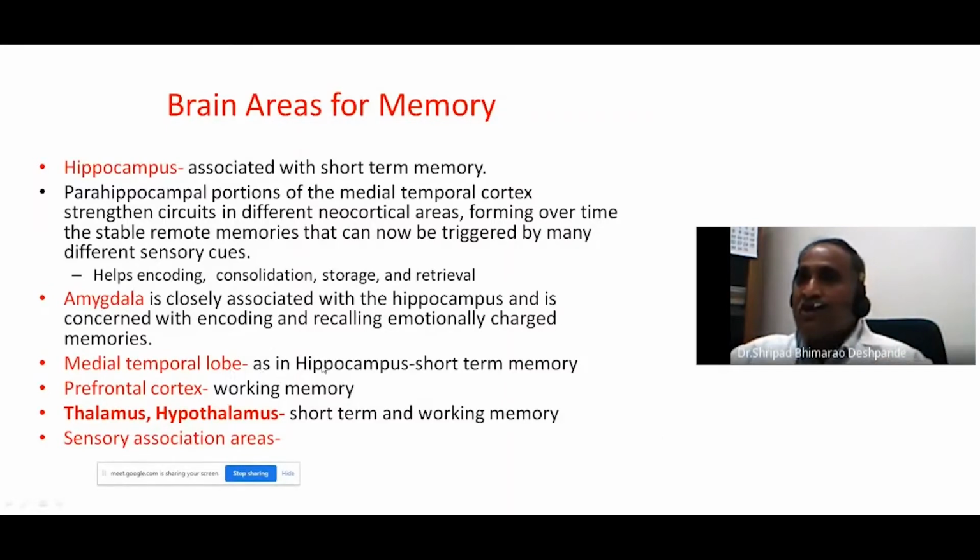Then the medial temporal cortex, in association with the hippocampus, processes the short-term memory. So the short-term memory is with all the sensory modalities. Prefrontal cortex, working memory. Thalamus, hypothalamus, short-term memory and working memory. Sensory association areas become the primary seat for storage of information for the long term. The hippocampus cannot store all the information, so it gives the responsibility to the particular association areas.